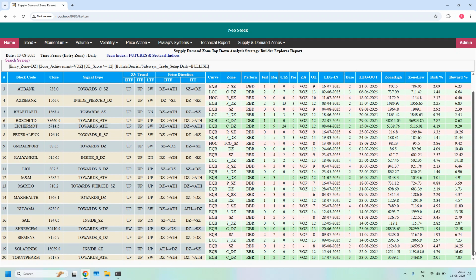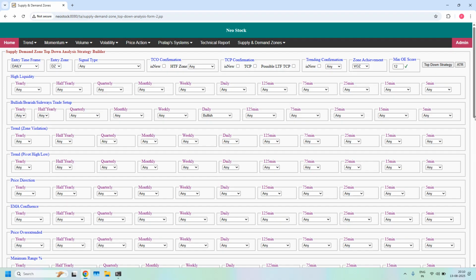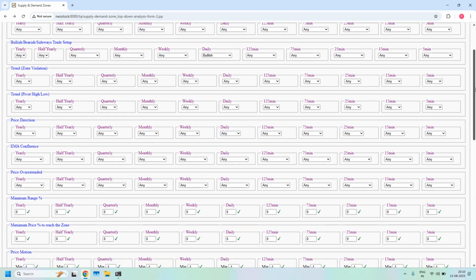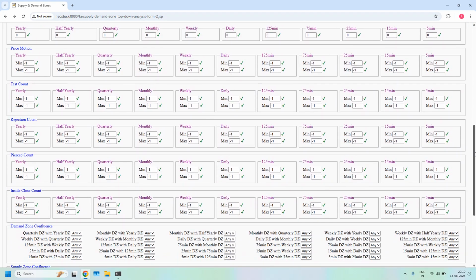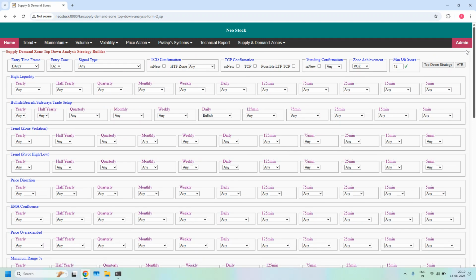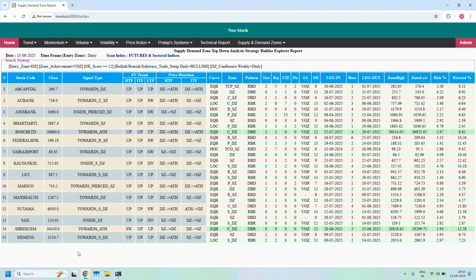Okay, first filter is LTF and ITF demand zone confluence. That is a daily and a weekly demand zone confluence. I am enabling the filter and applying on the 20 stocks. Now the list has come down to 15 stocks. In all the 15 stocks, all these daily demand zones are overlapped with weekly demand zone. That means daily demand zone is part of the weekly demand zone. And also weekly trend is uptrend in all the stocks.